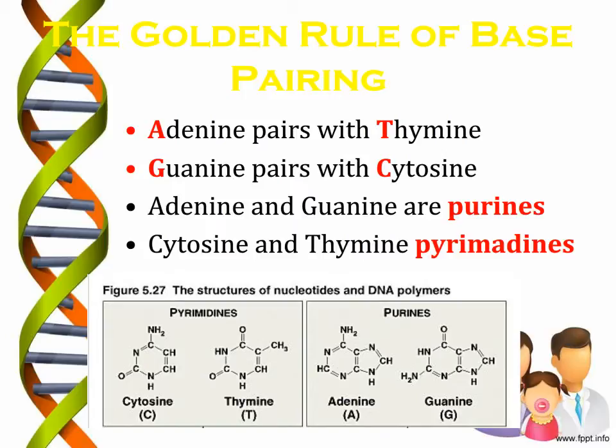Adenine and guanine are purines. Cytosine and thymine are pyrimidines. The best way for you to be able to tell which is which is look at the Y. Cytosine, thymine, pyrimidine. If you can spell either of those words, then you can tell which is which.